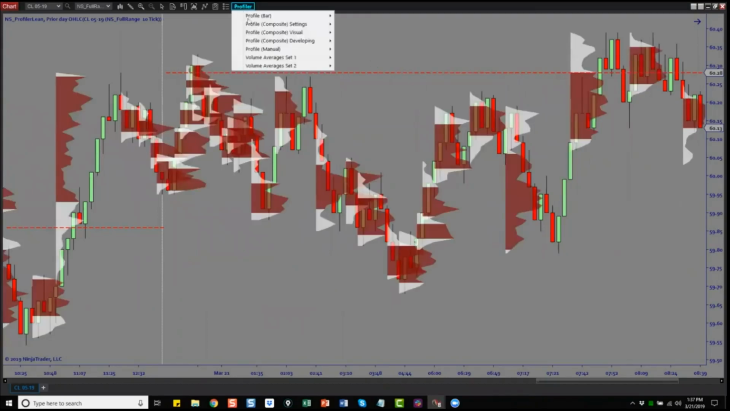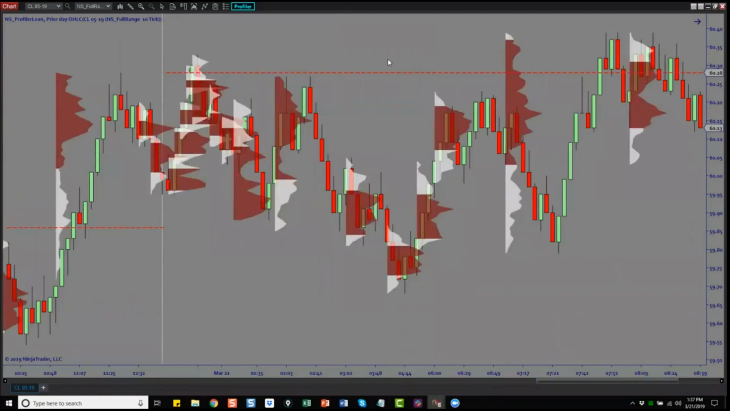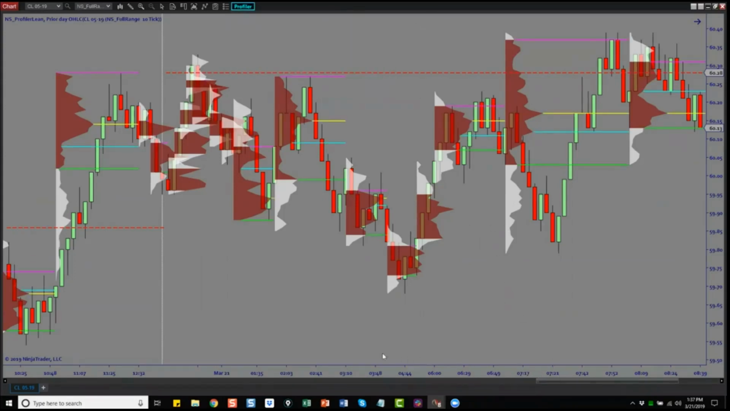Let's say you want 2-hour profiles or hourly profiles. Let's do this here. Start time. There it is. You can see it's starting to get a little bit less. Now, what's interesting is you can see value areas inside of these areas.